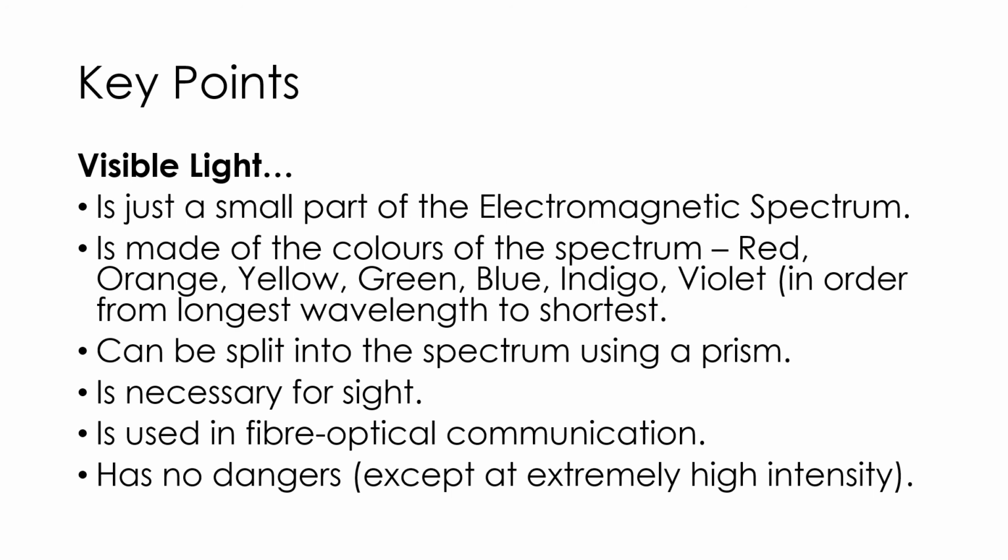So our key points for today's lesson. Visible light is just a small part of the electromagnetic spectrum. Visible light is made from the colours of the spectrum, red, orange, yellow, green, blue, indigo, violet, and that is in order from longest wavelength to shortest wavelength. Visible light can be split into the spectrum using a prism. Visible light is necessary for sight. Visible light is used in fiber optical communication, and it has no dangers except for extremely high intensities. And that's the end of the lesson.